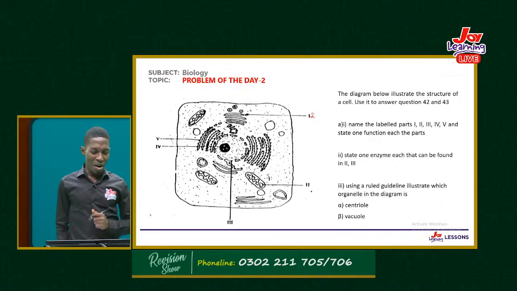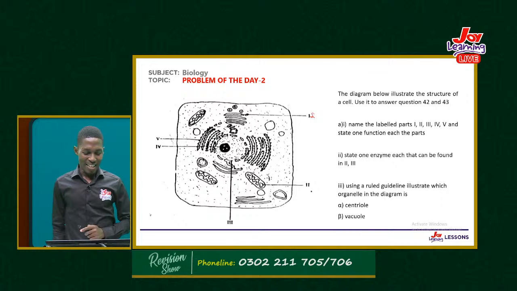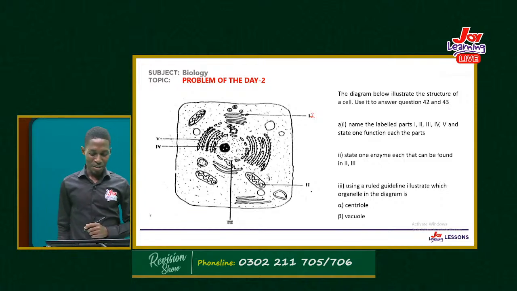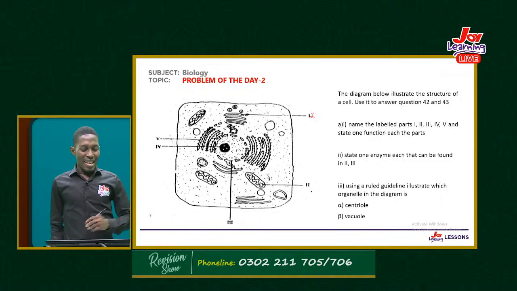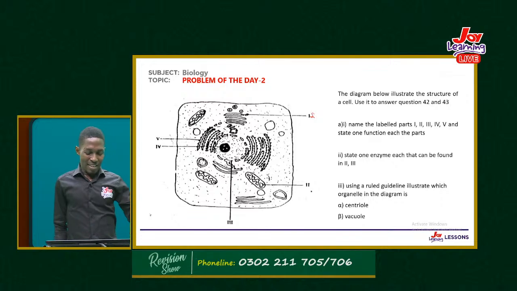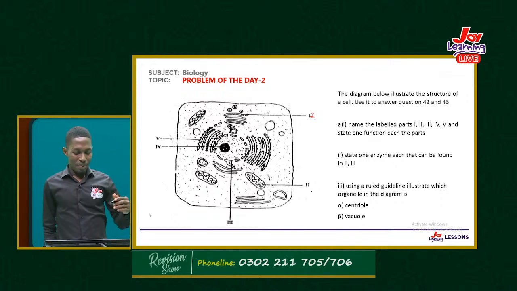Try your best, you're almost there. Okay. Then V is the Golgi body. Wow, okay. You've done your best. Clap for yourself. Thank you. Okay. Let's make a few corrections.